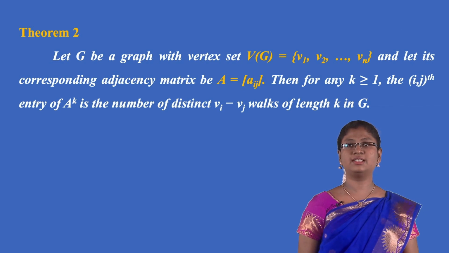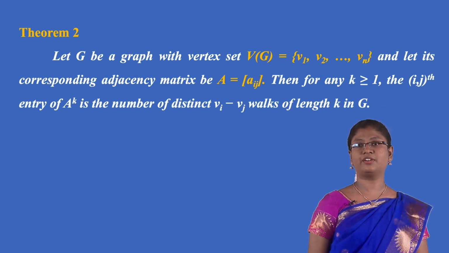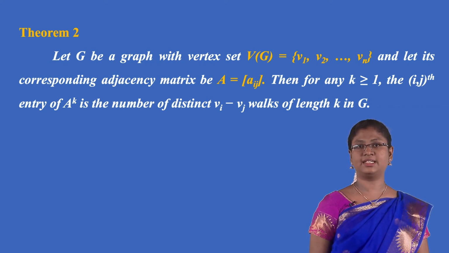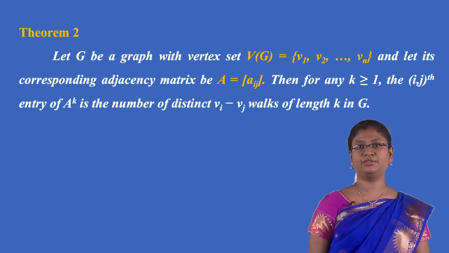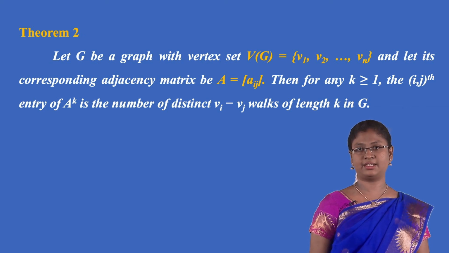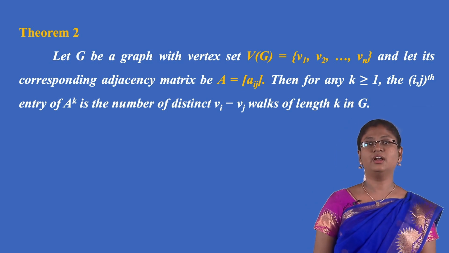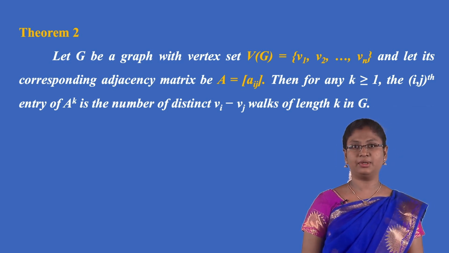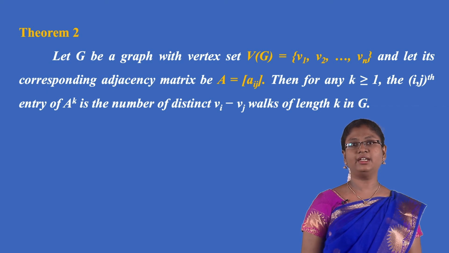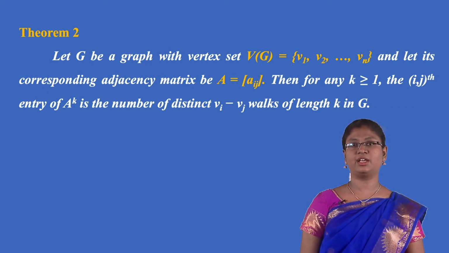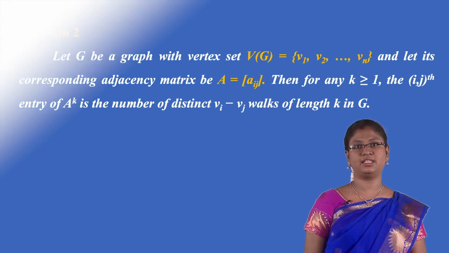Now, we shall see a theorem based on the power of an adjacency matrix. That is theorem 2. The statement is, let G be a graph with vertex set V of G equal to V1, V2, etc. Vn, and let its corresponding adjacency matrix be A, that is matrix Aij. Then, for any k greater than or equal to 1, the ijth entry of A power k is the number of distinct Vi, Vj walks of length k in G.